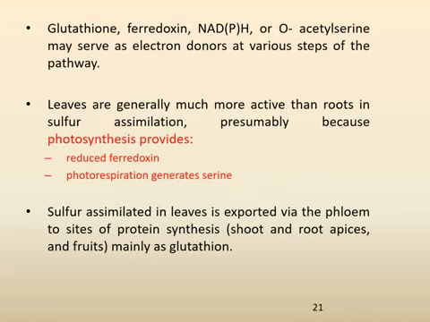Leaves are generally much more active than roots in sulfur assimilation, presumably because photosynthesis provides reduced ferredoxin and photorespiration generates serine that may stimulate the production of O-acetylserine. Sulfur assimilated in leaves is exported via the phloem to the sites of protein synthesis that may be shoot, root apices, and fruits, mainly as glutathione.